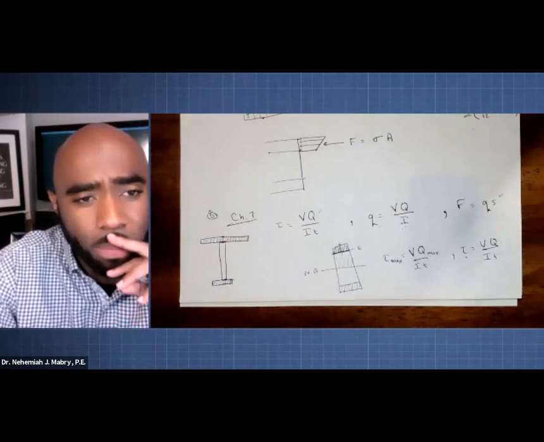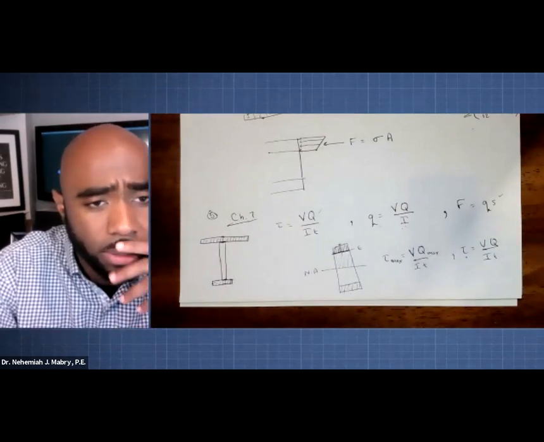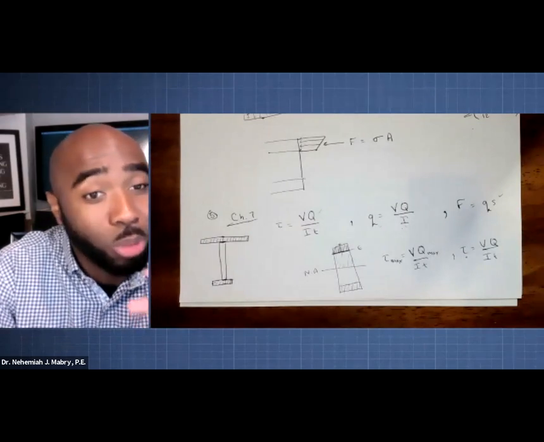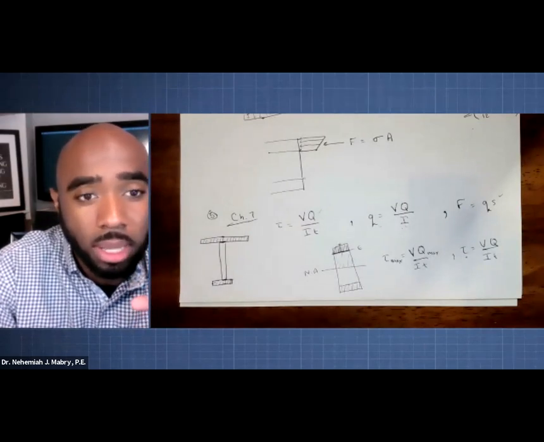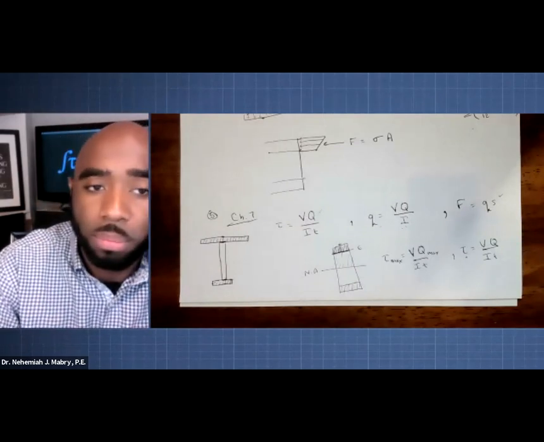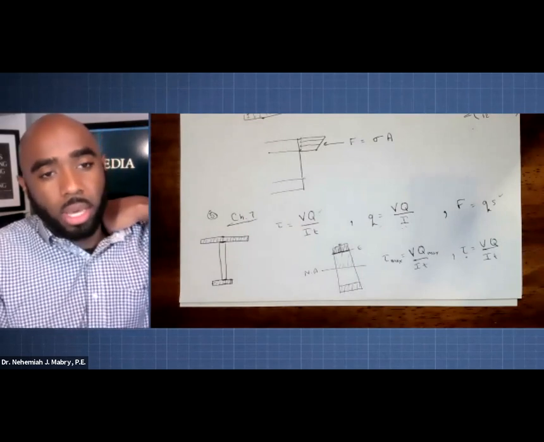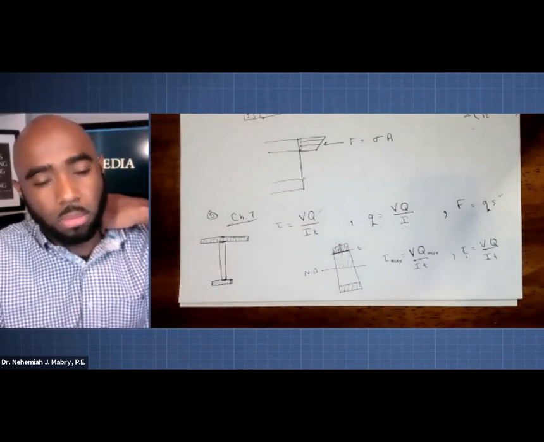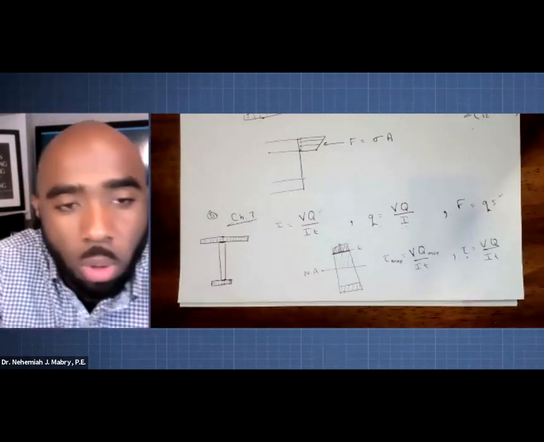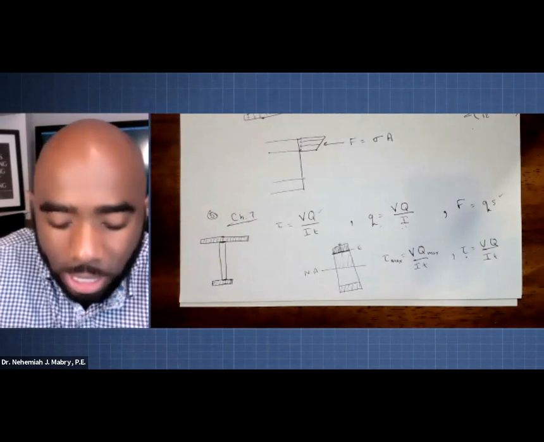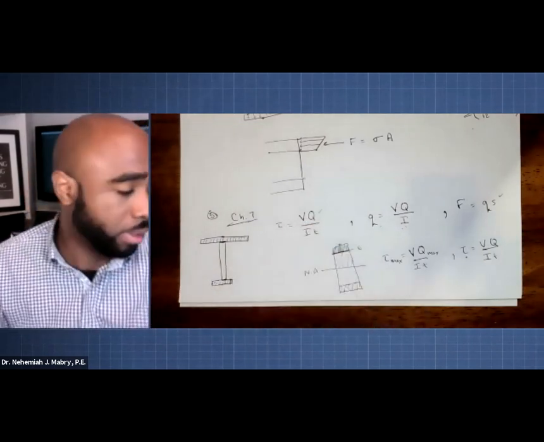Is that helping you out, or did you have another question? No, it makes sense. So the answer is to do both. I don't want to say just assume it's going to be the smaller one or the bigger one. Just do both of them, compare, and determine which one is controlling. Cool? All right. Any other questions on this one, chapter 7?